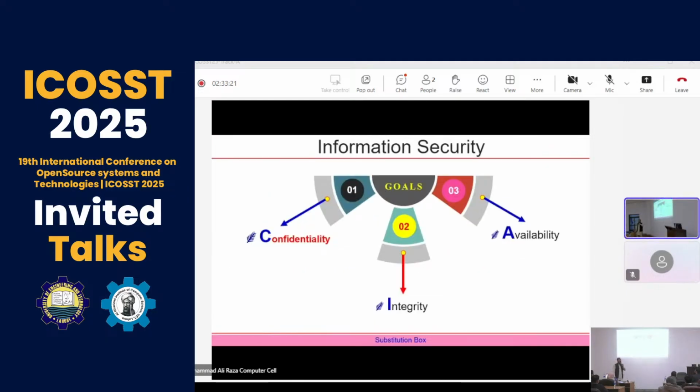So these are the three major goals of information security whenever we want to protect our data. First one is confidentiality. Second one is integrity. What I was discussing was integrity: whatever I send, the receiver must receive exactly that. And if we change it, that is an attack on the integrity of the data. Modification of data is an attack on the integrity.